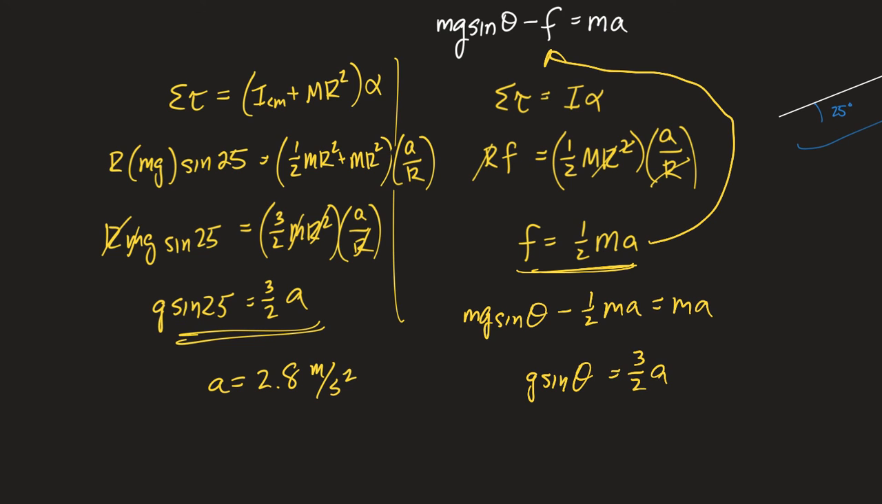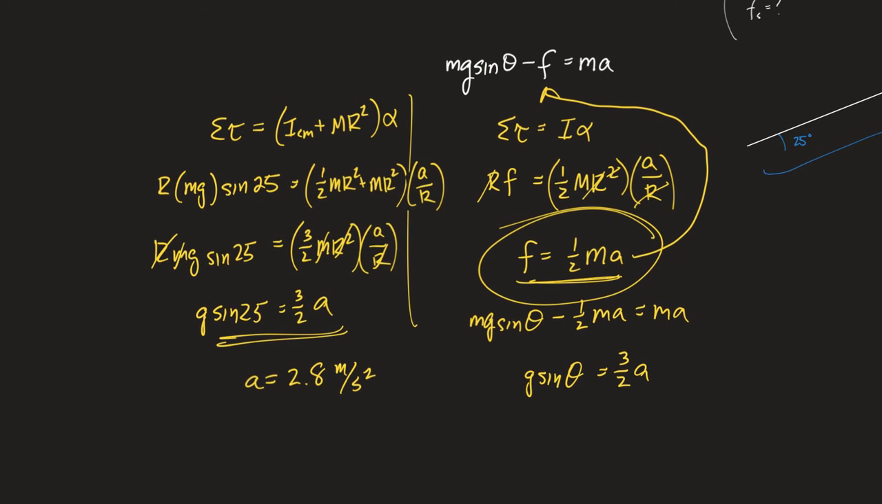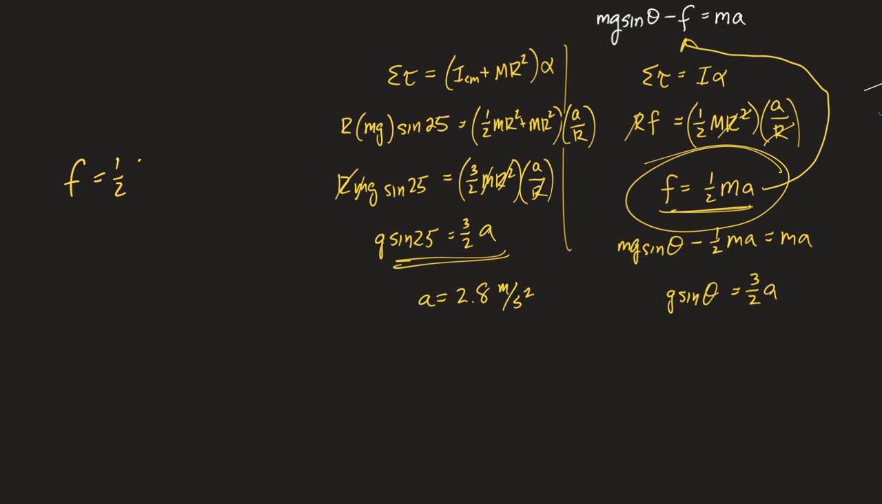And so if you want the frictional force, which is right there, I just have to plug in a there. So friction equals 1/2 times 0.5 times 2.8, and I got 0.7 newtons of friction. That's what I got. 0.704 actually, but I used 10 for g.